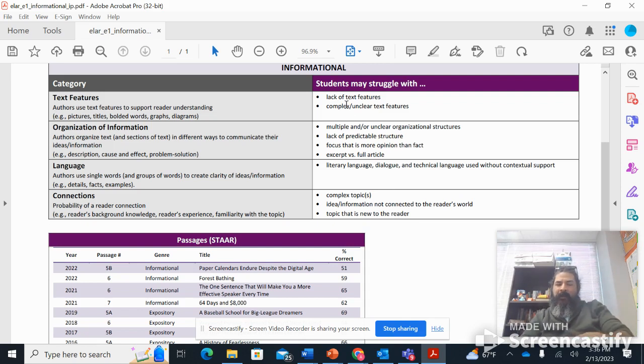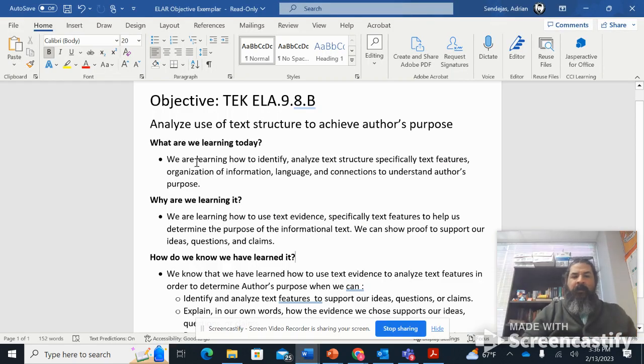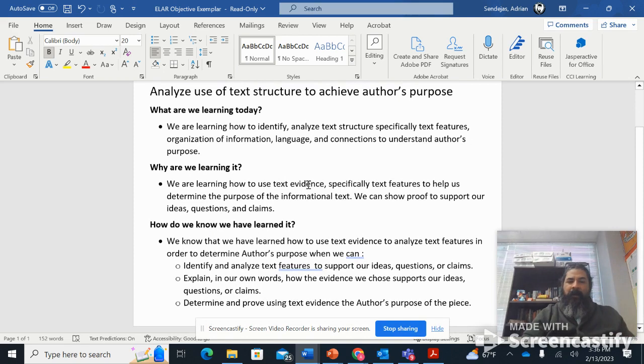So what I want to do is use what these struggles are to create my lesson. But in order to do that, I had to think about what I wanted to do. So, what are we learning today? We're learning how to identify and analyze text structure, specifically text features, organization of information, language, and connections, to understand author's purpose. Why are we learning it? We're learning how to use text evidence, specifically text features, to help us determine the purpose of informational text. Like, why is he writing this? What is his intent or her intent? And then taking that evidence and using it to support. So this also ties into short answer response.